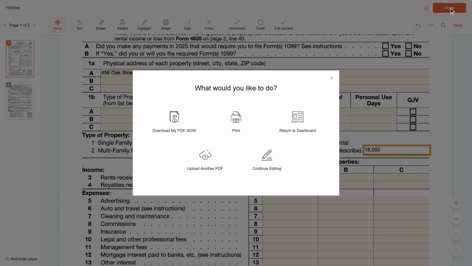Keep thorough records and receipts for every expense, and remember depreciation, which lets you deduct part of the property's cost each year. Rental losses may be limited by the passive activity rules.